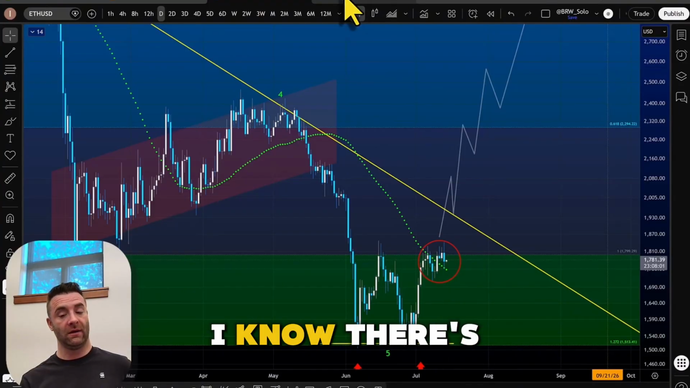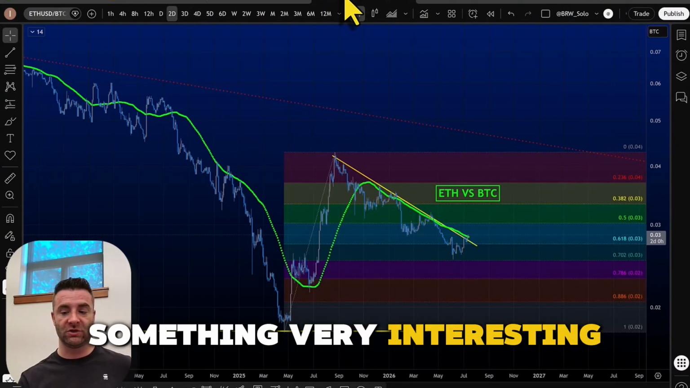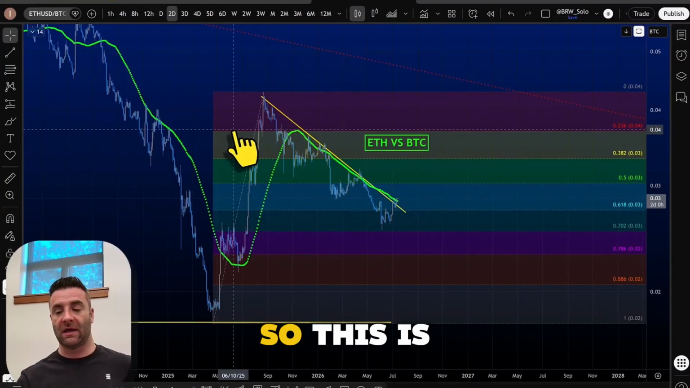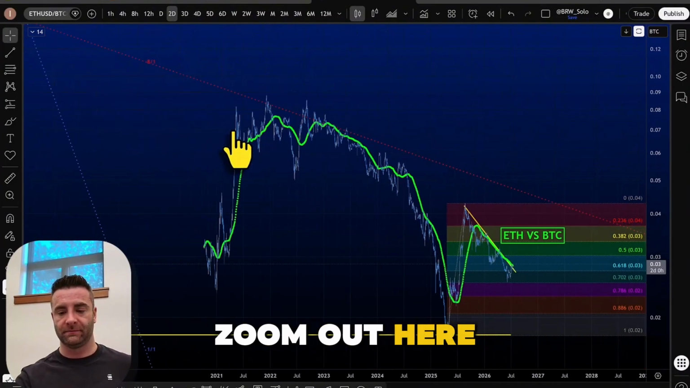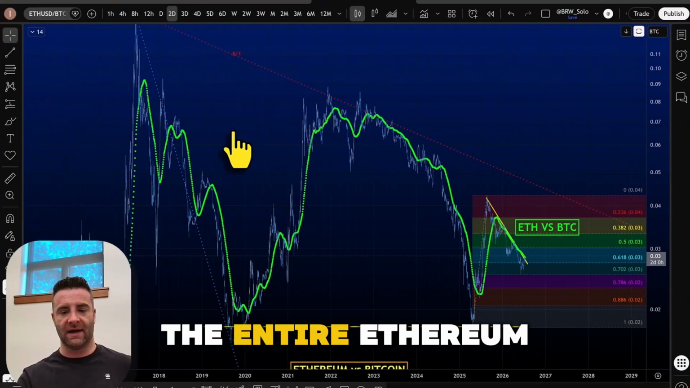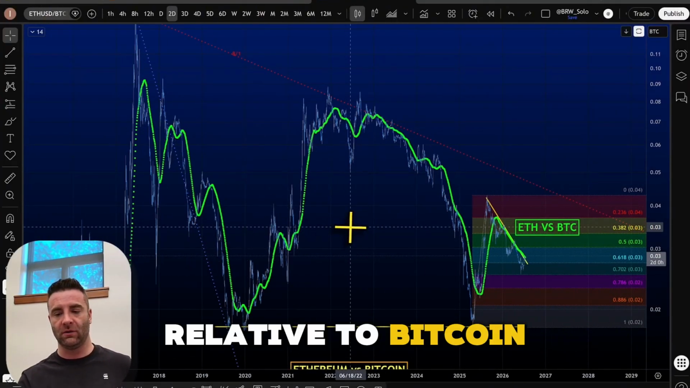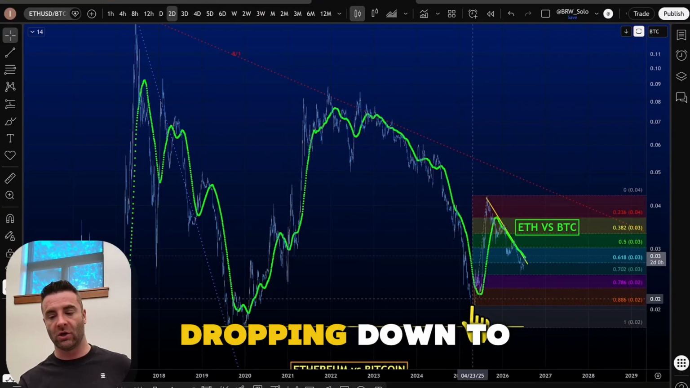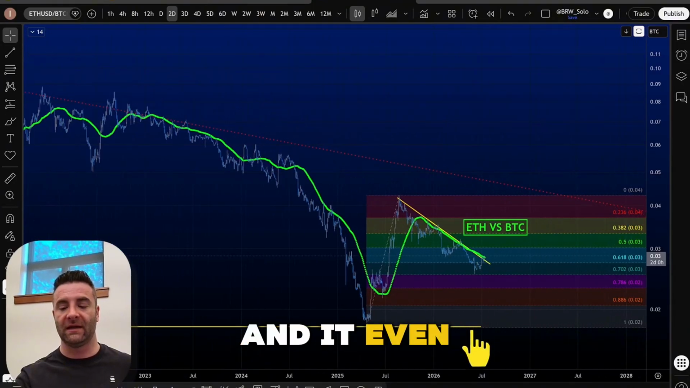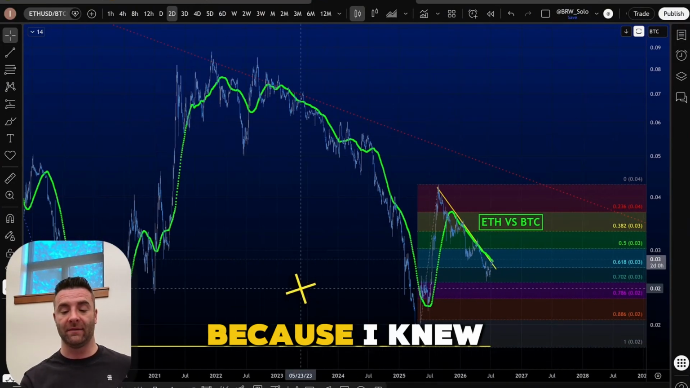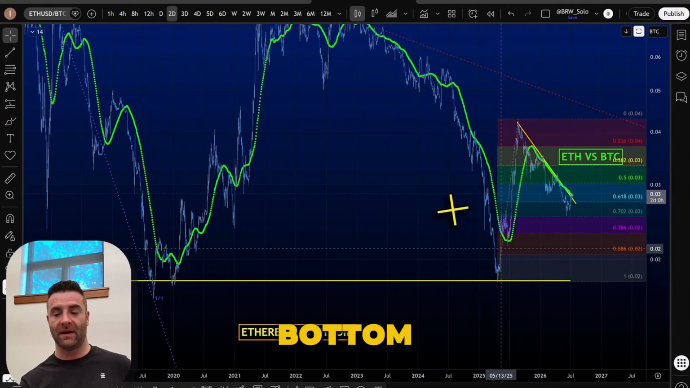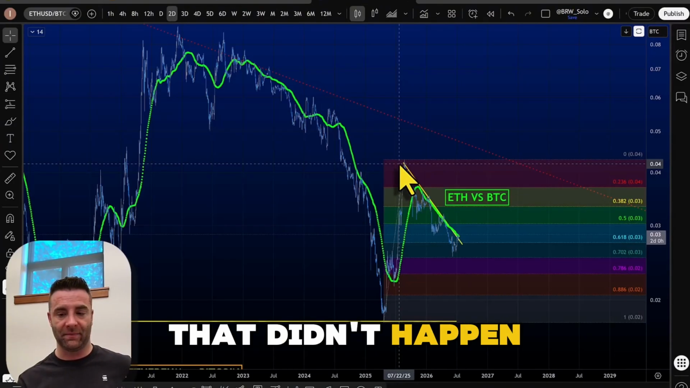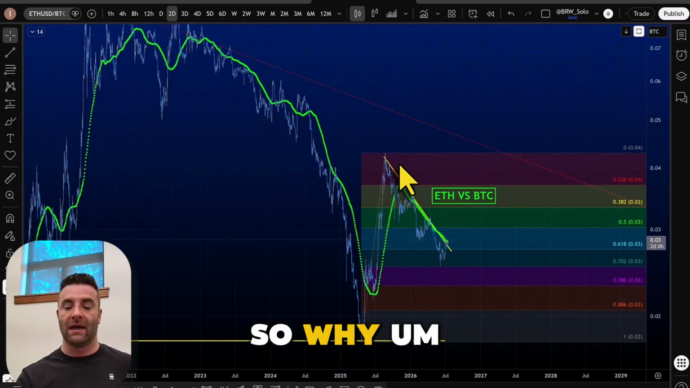Now, how do I know? There's something very interesting with the Ethereum to Bitcoin dominance pairing. So this is, let me just zoom out here. And you can see this is the entire Ethereum dominance relative to Bitcoin. Ethereum has been terrible since 2022, dropping down to 2025. And it even fooled me because I knew that there was a bottom and a double bottom, that we would have started our run here. That didn't happen, obviously. So why?